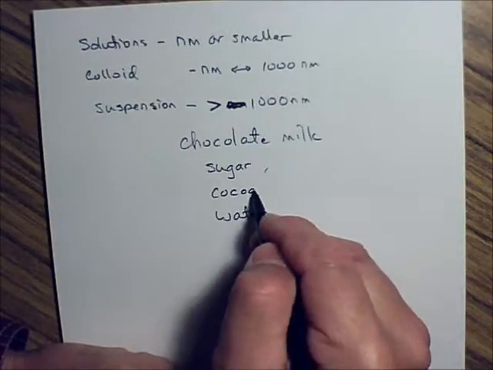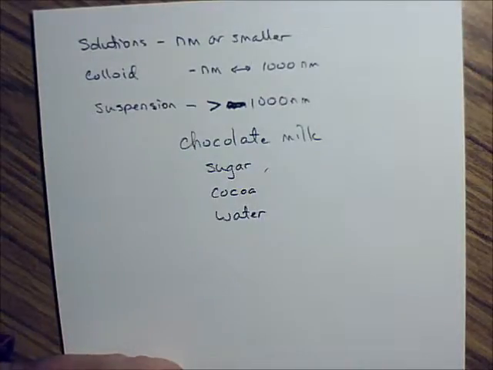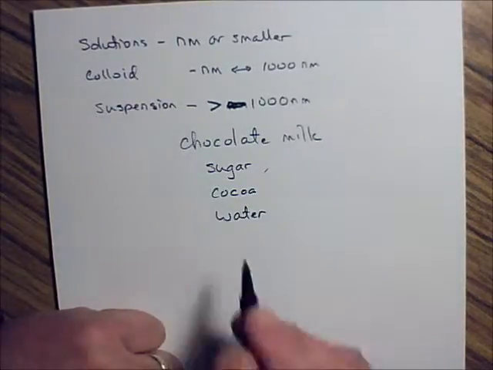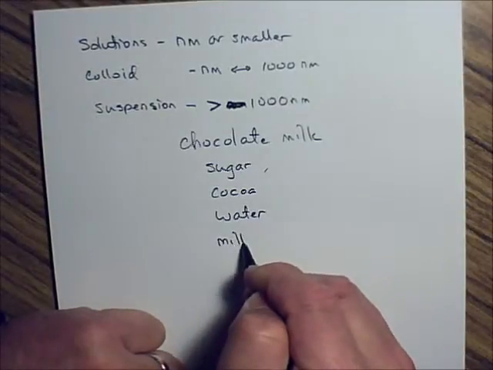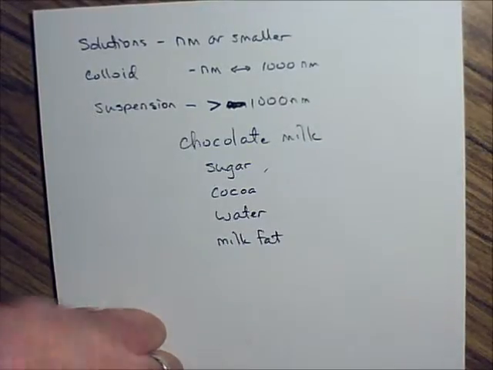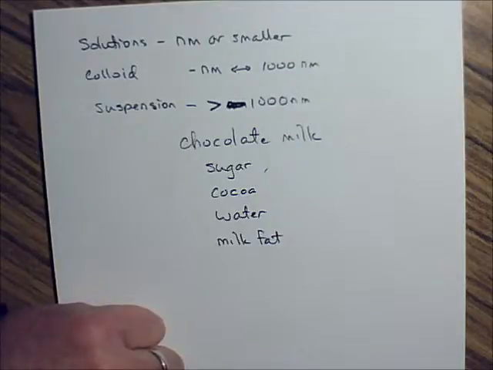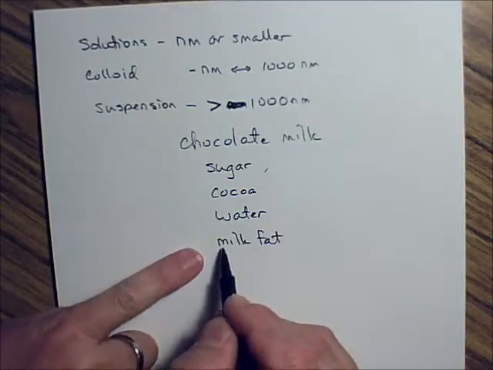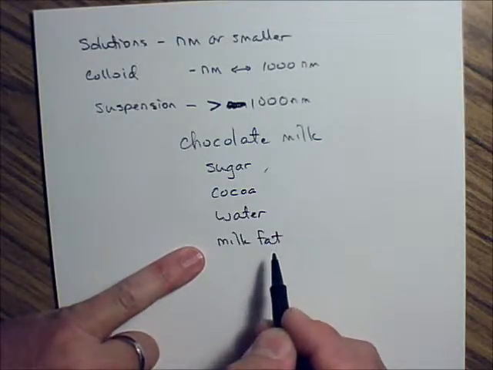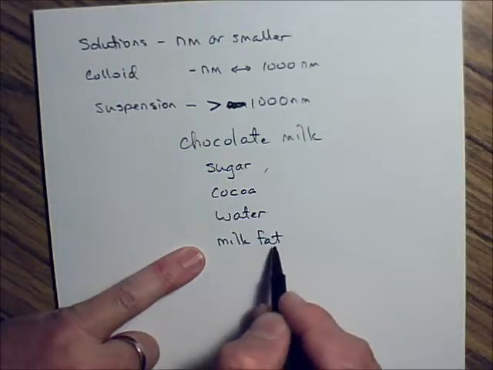There's cocoa. There's all kinds of things dissolved in that water. There's lactic acid. There are milk sugars. There are proteins, but they're dissolved in there. And there is milk fat. This is what gives the milk its color.